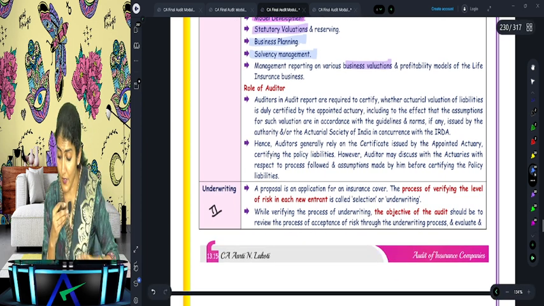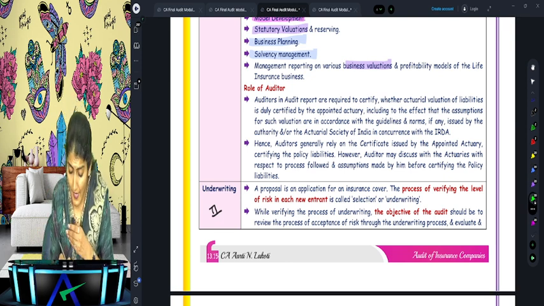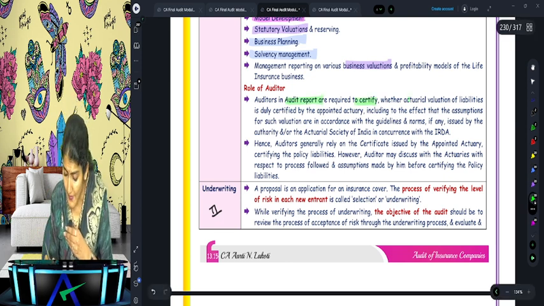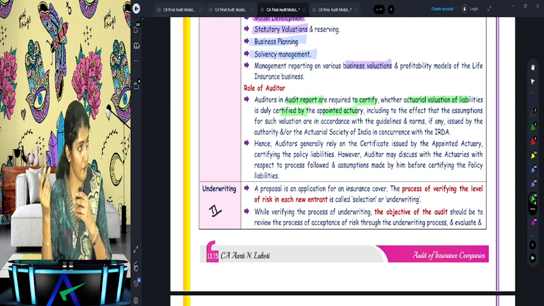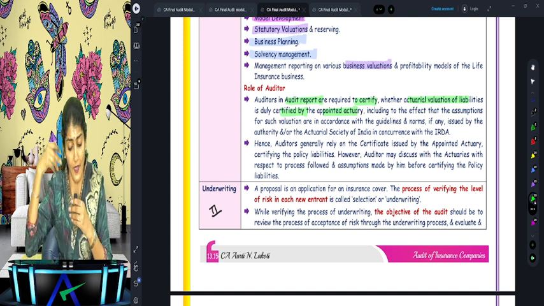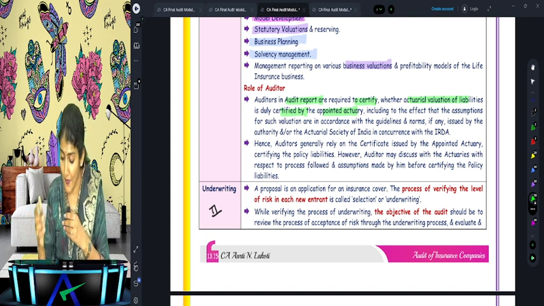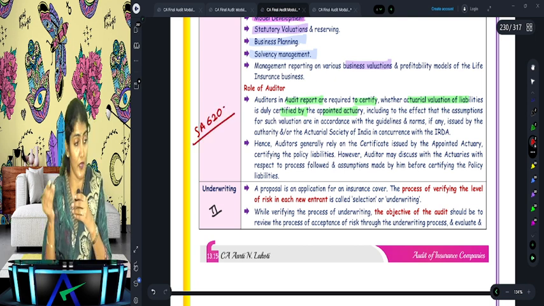Then what does the auditor have to do? The auditor in his report has to certify whether the actuarial valuation of liabilities has been certified by the actuary. What does the auditor have to certify? Whether the actuarial valuation of liabilities has been certified by the actuary. Right? And obviously, when you're using the work of the actuary, you're following SA 620, using the work of the auditor's expert.